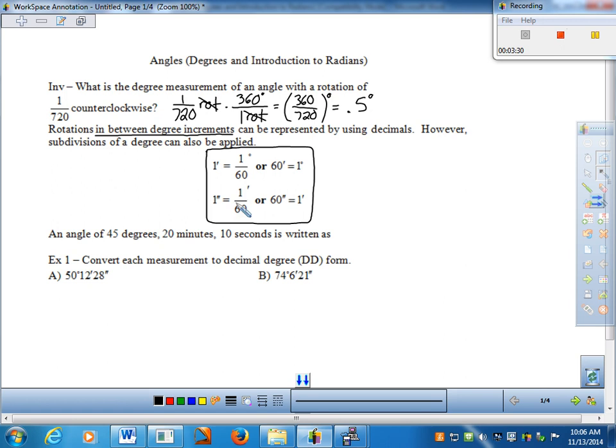All right. So let's get used to how it's written and then do a couple conversions on that. Really, the math is not too bad on this piece. So an angle reading 45 degrees, 20 minutes, and 10 seconds.